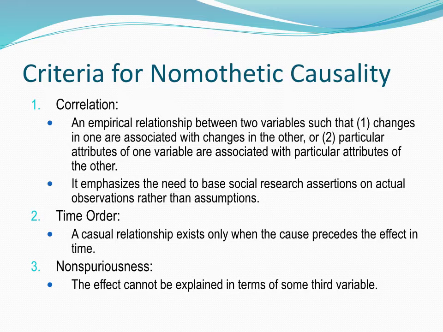The next criterion is the idea of time order. In order to be nomothetic, the cause must precede the effect in time. Finally, the variables must be non-spurious, which means the effect cannot be explained in terms of some third variable.